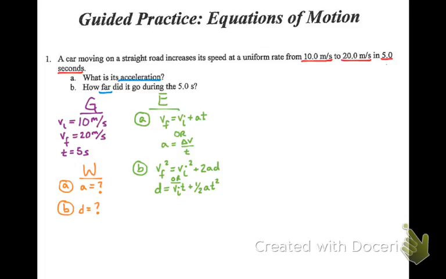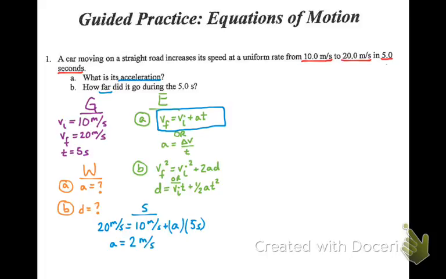Next, we've got our substitution. So don't forget to substitute with units. I am going to use the first equation here. So let's plug in what we are given. 20 meters per second equals 10 meters per second plus A times our time of 5 seconds. Solving for A, hopefully by now you know how to solve for A. And you would get 2 meters per second squared.